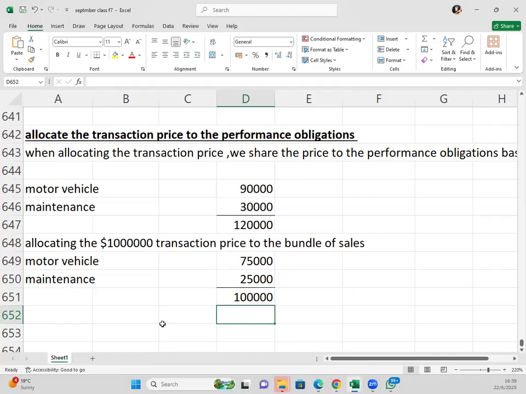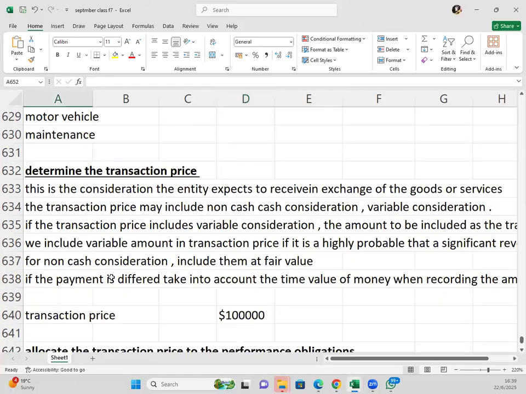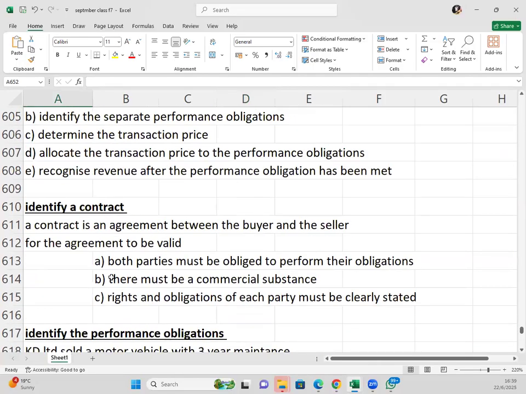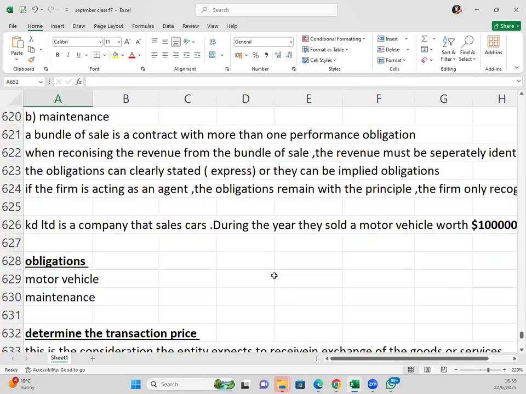After you have split the price, so allocate the price, we have done so. We have allocated the price. After allocating the price, what is the next step? The next step, which is the last one, is to recognize revenue after the performance obligation has been met.